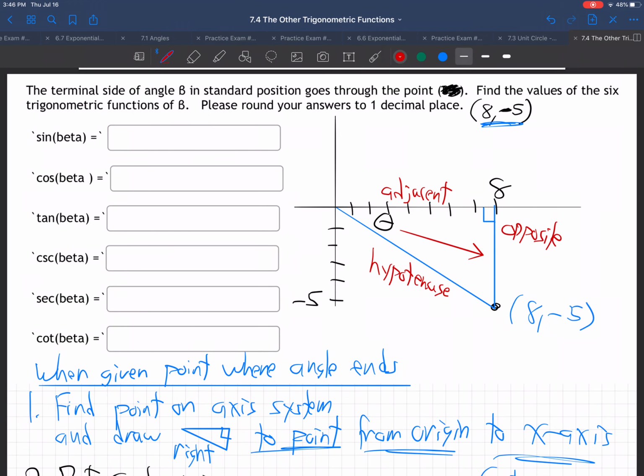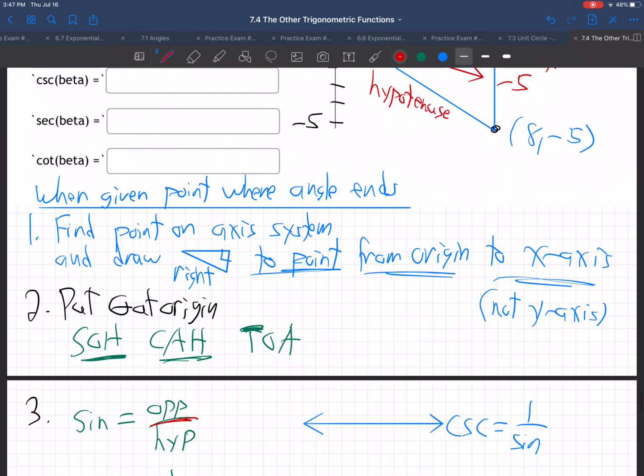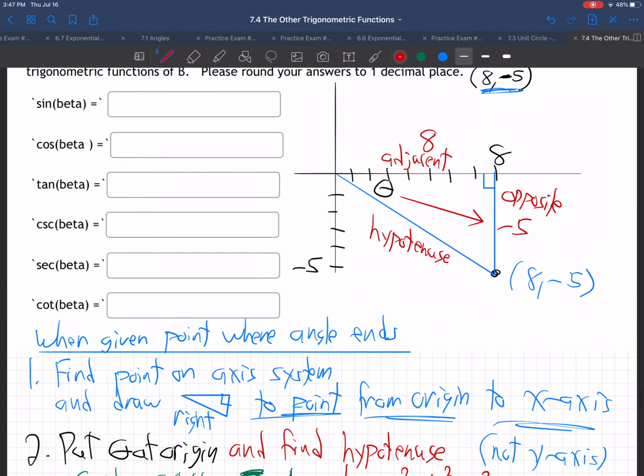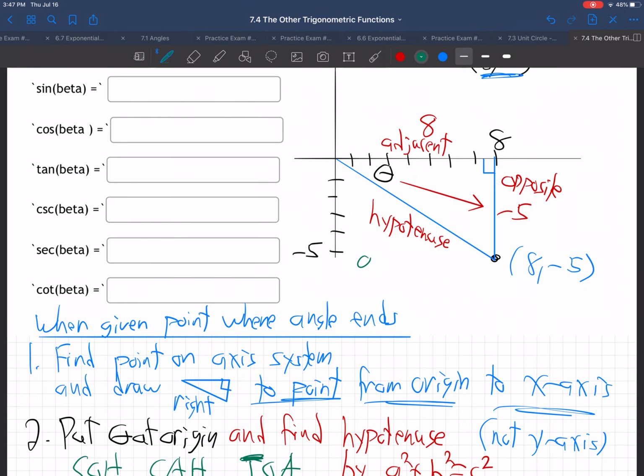Let's go get that. Oh wait, I forgot to put them in here. This is over 8, down 5. Isn't it? Oh, and I need to find the hypotenuse by a squared plus b squared is c squared, the Pythagorean theorem. I forgot. That's important. So we've got to use the Pythagorean theorem. A squared. Let me scoot it over here.